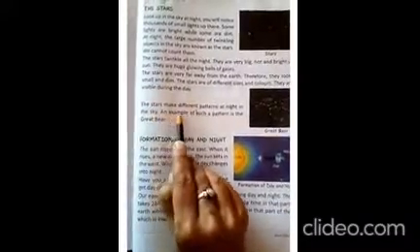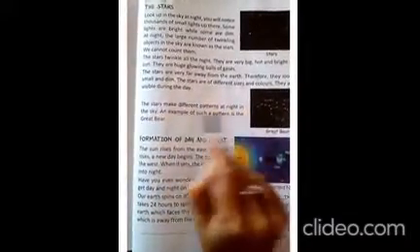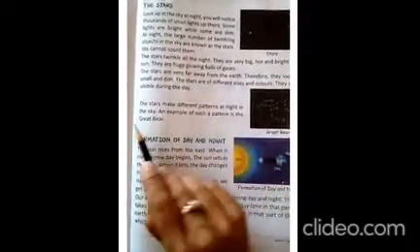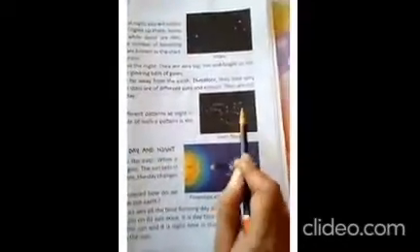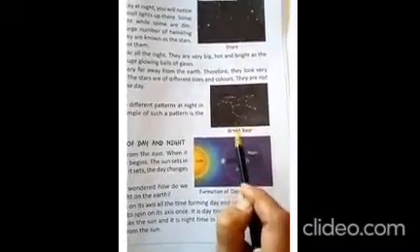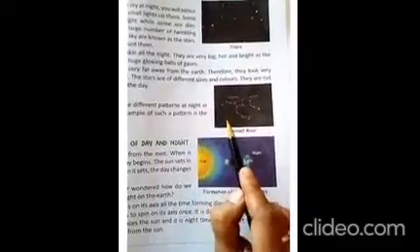The stars make different patterns at night in the sky. An example of such a pattern is the Great Bear. This kind of pattern they make, and they make many more different patterns.